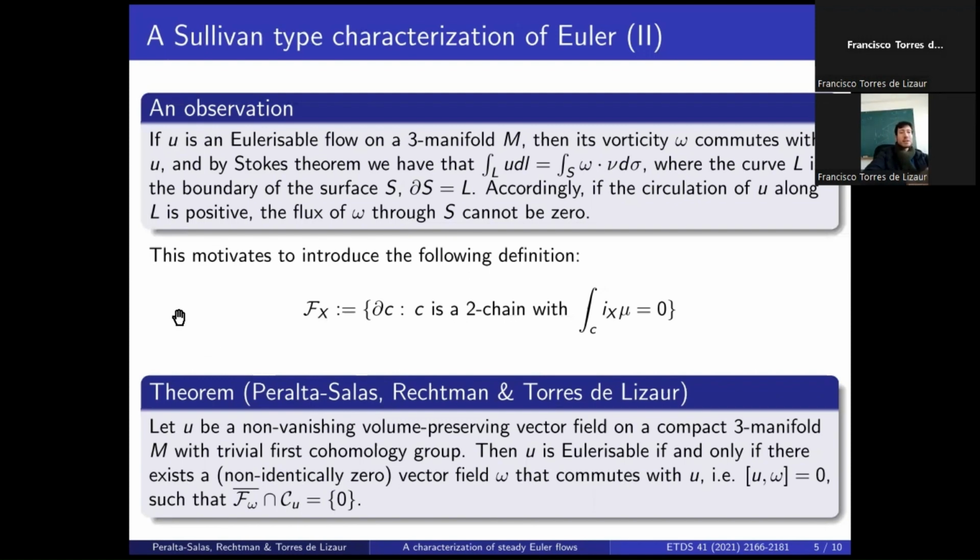So we are going to see that the direct implication, the fact that if you assume that U is Eulerizable, then this intersection is trivial, is easy to show following this observation. The one that is more involved is the converse implication. If this intersection is trivial, then U is Eulerizable, that is, then you can find the metric. So let's see how that converse implication is proven.